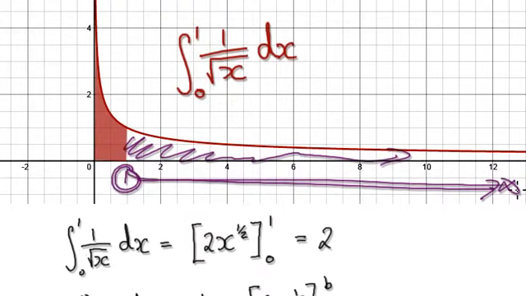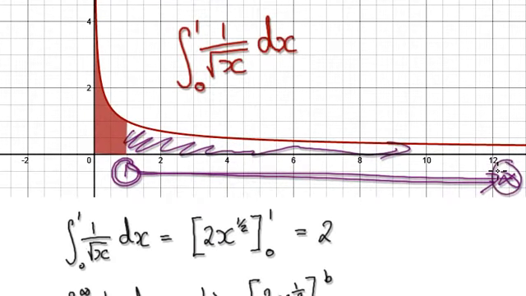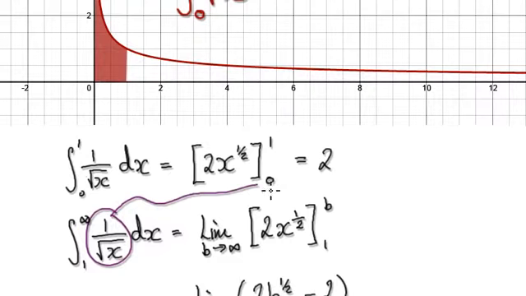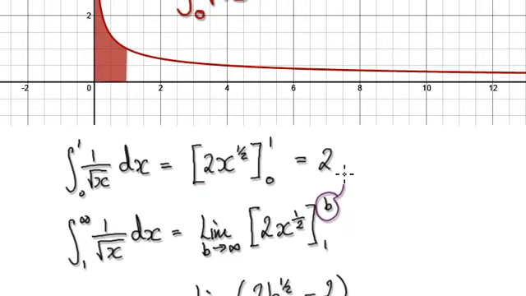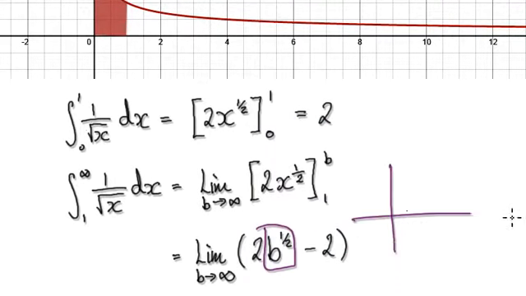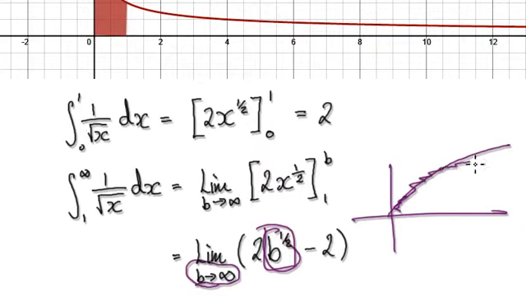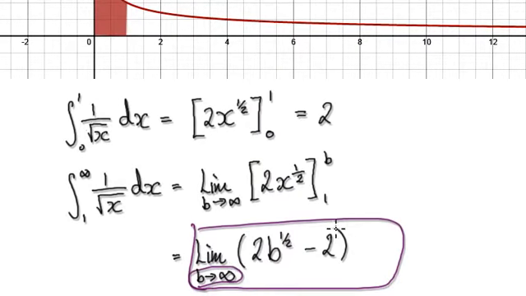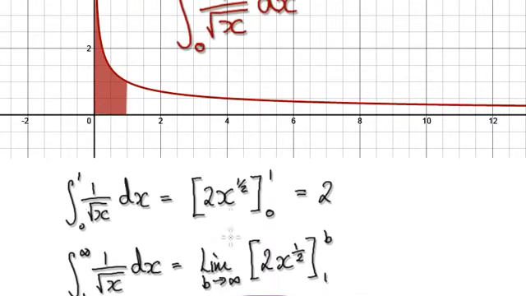So if you're trying to find the area from 1 all the way to infinity, then integrate this. That will then give you this, and then put b into here. That will then give you this, and then put 1 into here. That will then give you this. Now, if you look at the square root of b, it will look like this. When you allow b to head towards infinity, square root of b will just get larger and larger and larger.